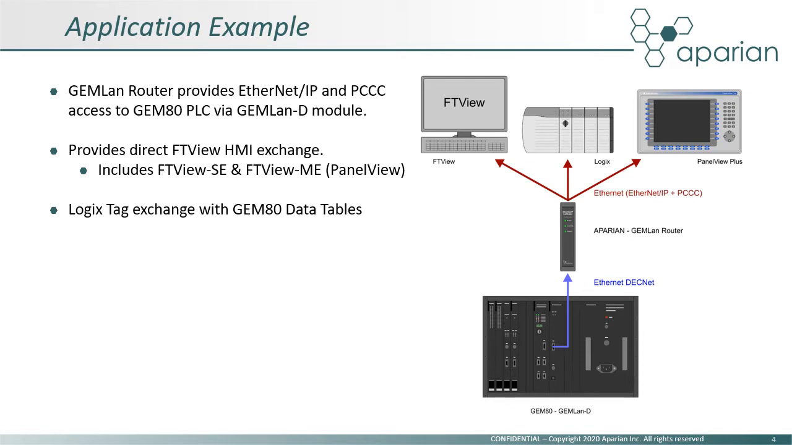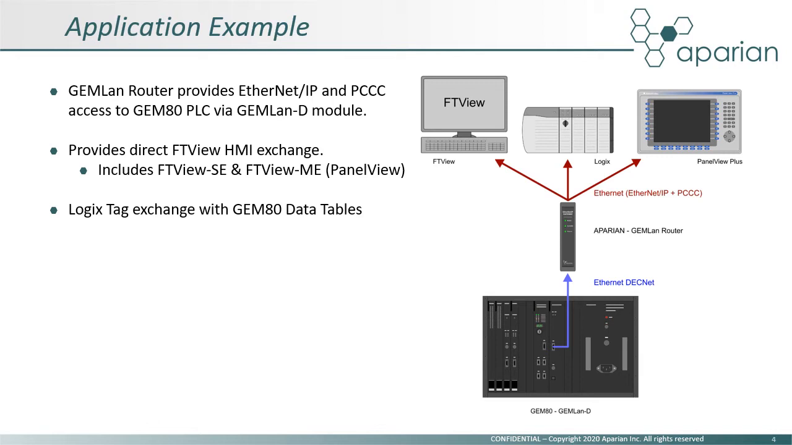In the example application, the GemLan router allows the Rockwell Automation Control Logix controller to exchange data with the legacy GEM80 PLC. The GemLan router connects to the Logix controller over Ethernet IP and connects to the GEM80 PLC with Ethernet DecNet via the GEMLAN-D communications card. The FTView HMI can also exchange data with the GEM80 PLC using the GemLan router. The GemLan router connects to the FTView HMI using the PCCC protocol.